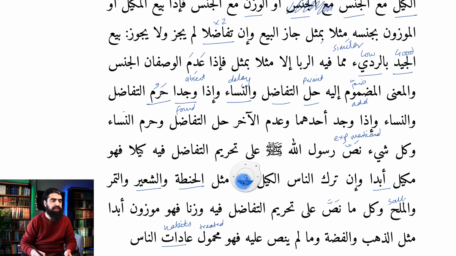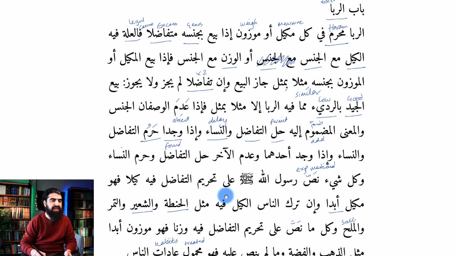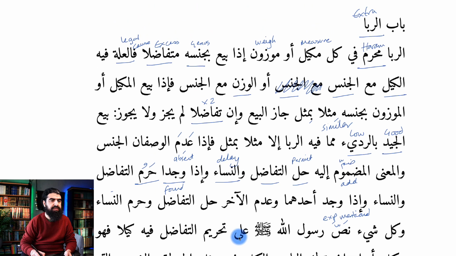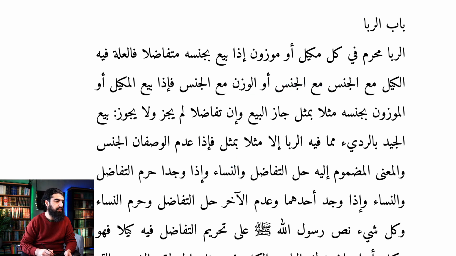Alright, so let's have a go at the tarkeeb part then now. So time for tarkeeb. Okay, so babu riba. Now the vowel is not going to be shown here. It should be a kasra, but because of the alif, the vowel is not shown. So this is هذا babu riba. الربا, this is mubtada. You can't see the vowel. محرم. Okay, so this is the khabar.